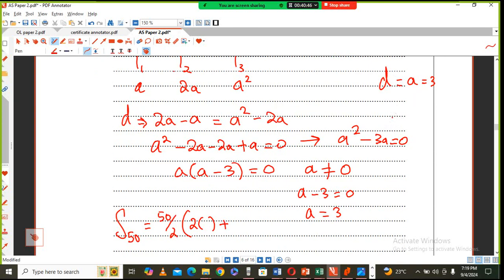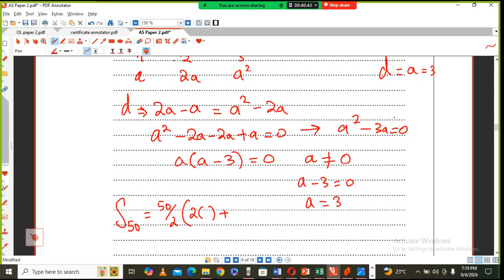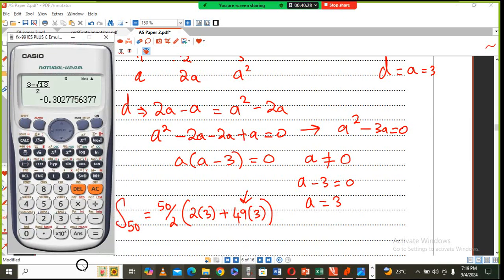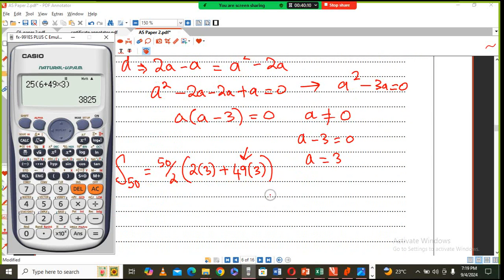When you work it out, this is going to be 49 times 3. Everybody knows where 49 is coming from. Okay, the reason you are quiet is because you have done totally the wrong thing, and I would have wanted to know what that was. 3,825. That is the correct answer.